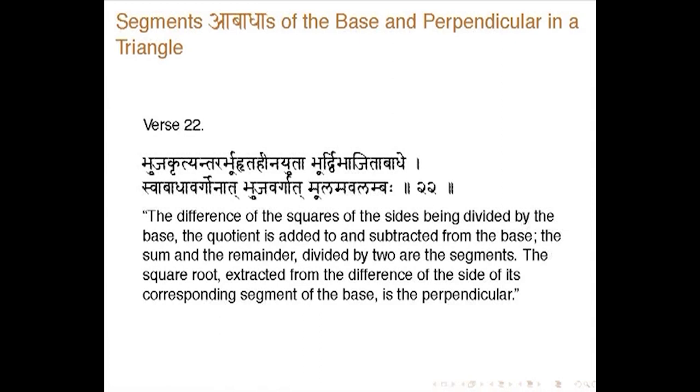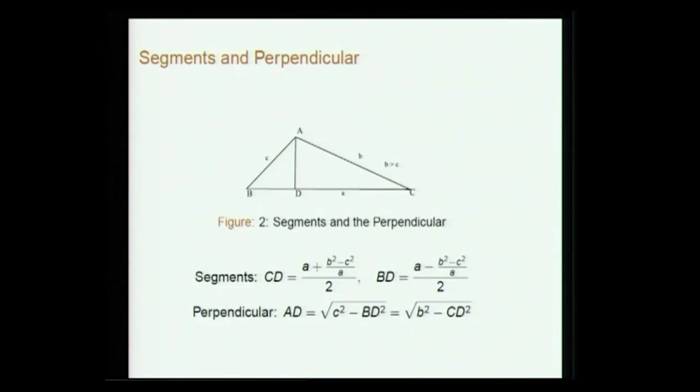So, the difference of the squares of the sides being divided by the base, the quotient is added to and subtracted from the base; the sum and the remainder divided by 2 are the segments, and the square root extracted from the difference of the square of the side and its corresponding segment is the perpendicular. Again, it is much easier to explain with the diagram and the notation.